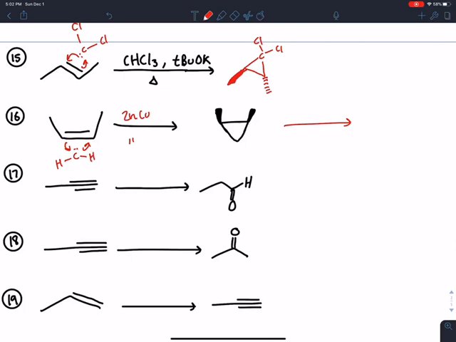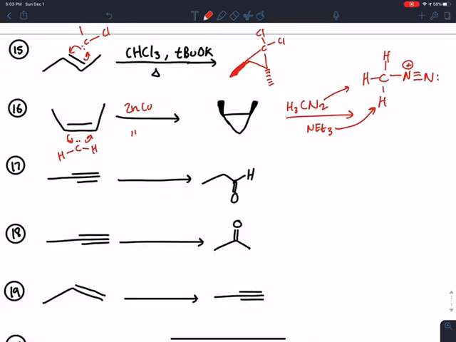The other reagents were, I believe, H3CN2, I believe, with a strong base. So this looks like this. A strong base took the H off, and then the N2 gas left to make your CH2 with a lone pair. So look in the notes for my class to figure out what the exact reagents were for this. But this was also part of those weird reactions.